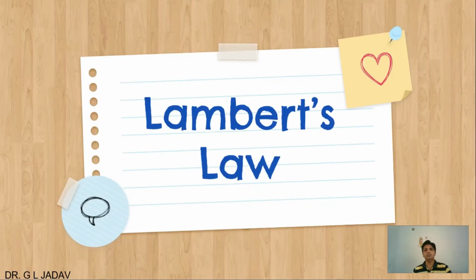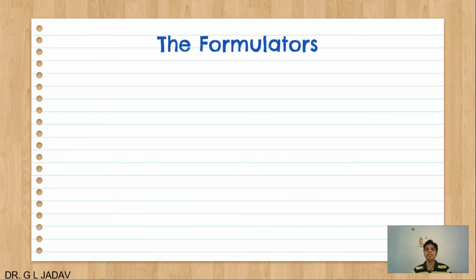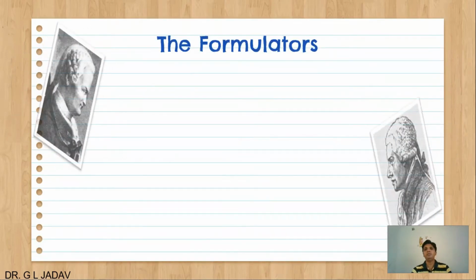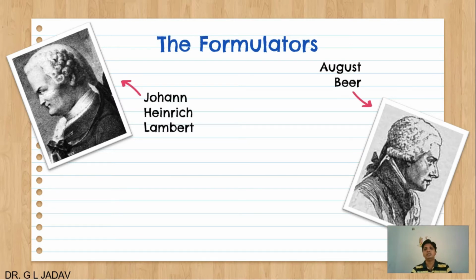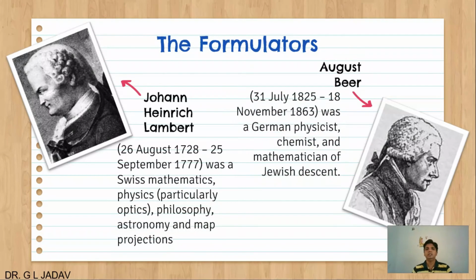The second law in our syllabus is Lambert's law. This is a very important law, and before we move towards it, we have been knowing the word Lambert along with Beer. The law is famously known as the Lambert-Beer law, which we are going to discuss in our next series of lectures. The two scientists were Johann Heinrich Lambert and August Beer.